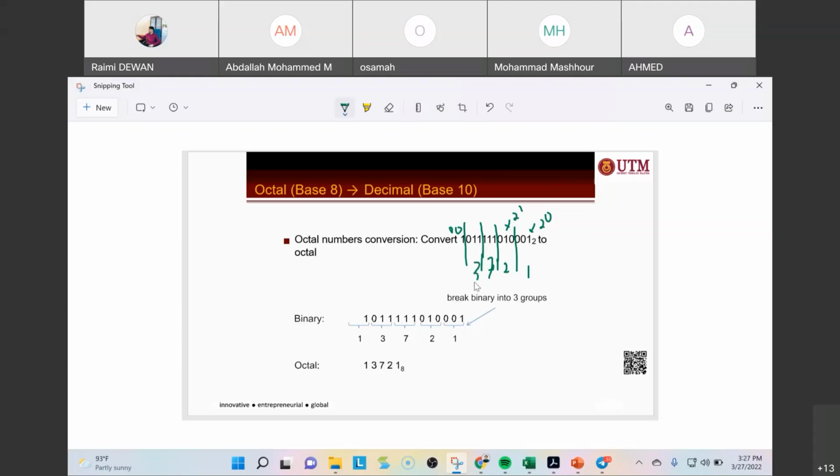Okay. And this is 1. So that's why this one, then you will have 1, 3, 7, 2, 1, and 8. Okay. Equivalent to this long number, 1 0 1 1 1 1 1 0 1 0 0 0 1 to the base of 2.